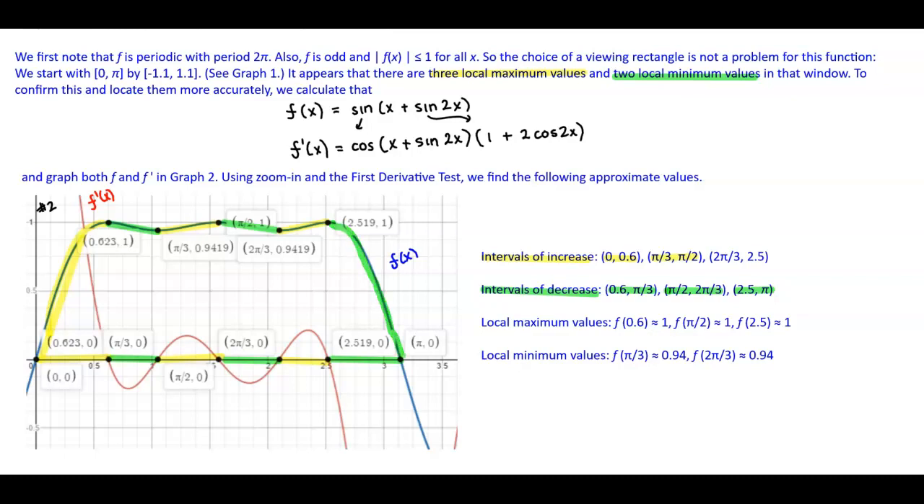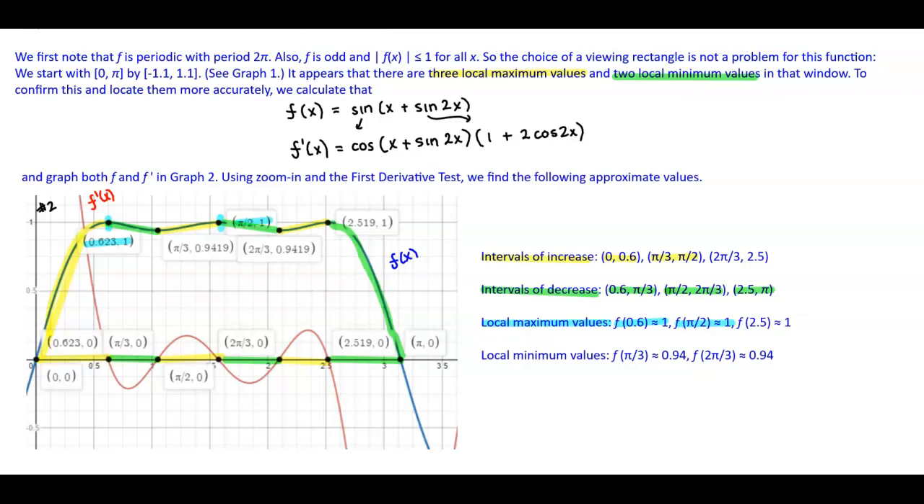Okay, so now we want to figure out where the local maximum values are. Well, the local maximum values are located on the function at 0.6 and 1. So here is the local maximum value. We also have a local maximum value at pi over 2 and 1. So there is another local maximum.